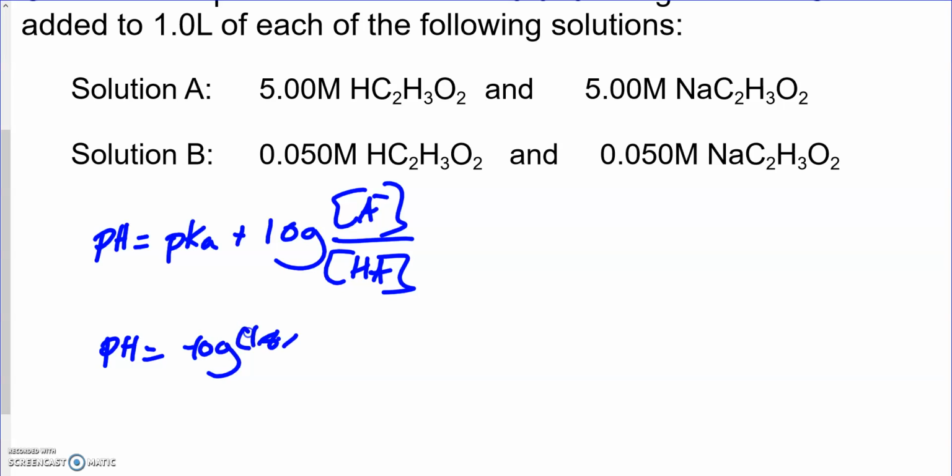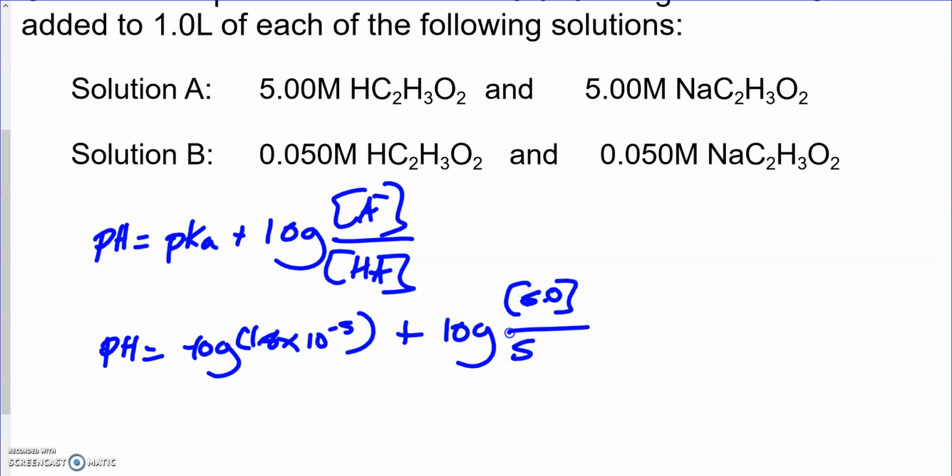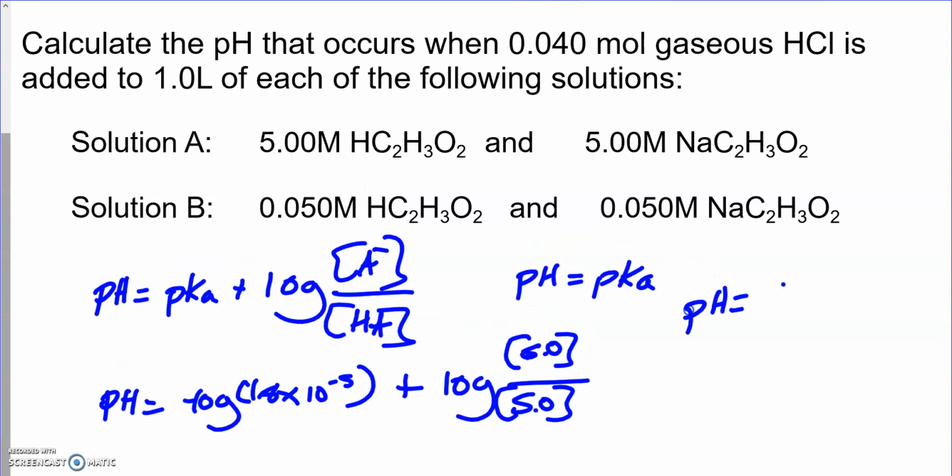So in this case, our Ka is 1.8 times 10 to the negative fifth, plus the log of the concentration of these two species, which in this case is 5.0 over 5.0. Well, 5.0 divided by 5.0 is 1, and the log of 1 is 0. So what we end up with is pH equals our pKa, which essentially just means we're taking the negative log of the Ka. If you go back and look at our calculations we did for these species, that's exactly what we had, and it gives us simply a pH of 4.74, which is what we had in the first. Okay, so then what happens from there?